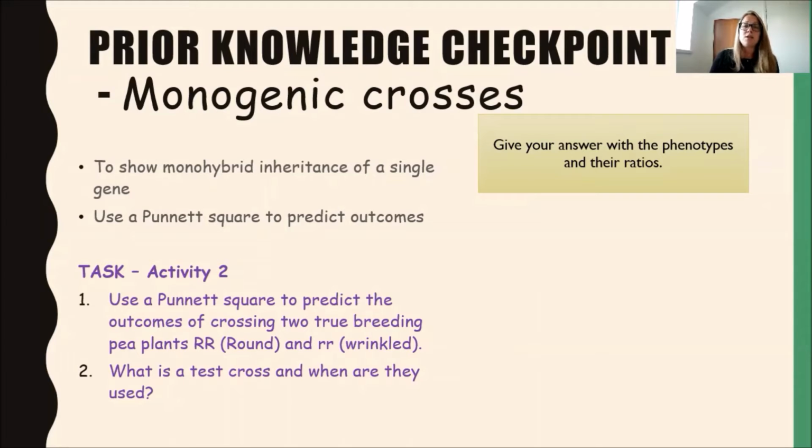I'd like you to use the Punnett square that is on the worksheet to try to predict the outcomes of 2 true breeding pea plants when they are crossed. So one of those pea plants is going to have a homozygous dominant genotype, so it's going to be big R, and this codes for a plant that has round peas. And I'd like you to do the Punnett square where you're crossing that parent with its homozygous recessive. So that is where that parent has 2 recessive alleles, and their phenotype would be wrinkled peas.